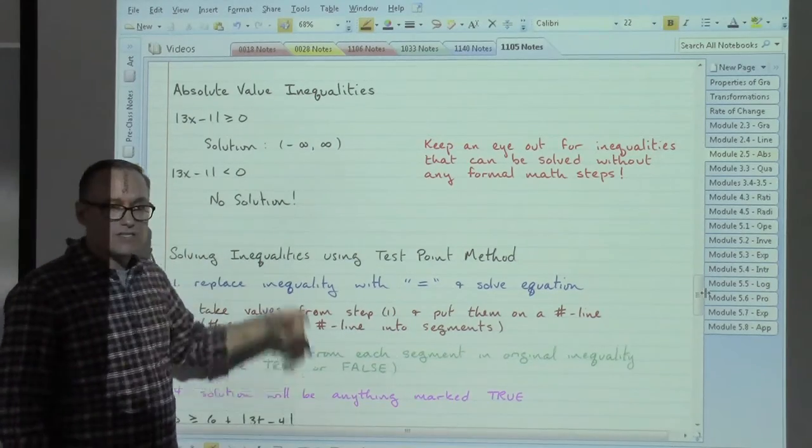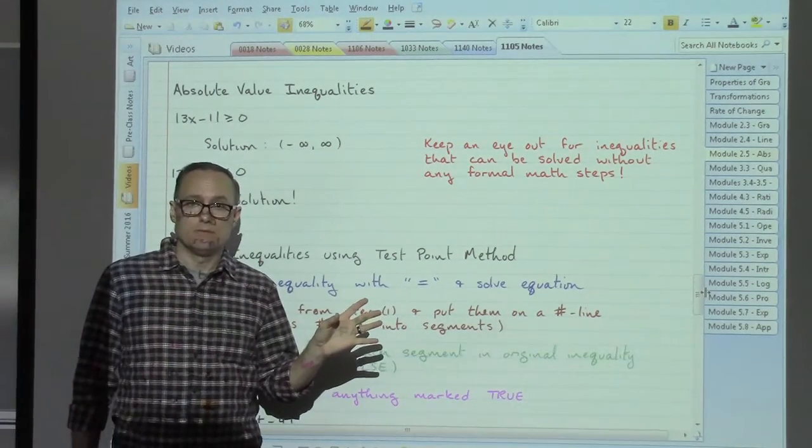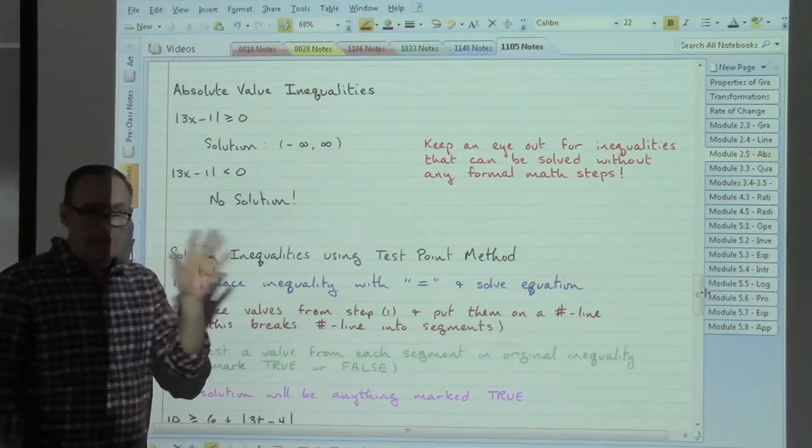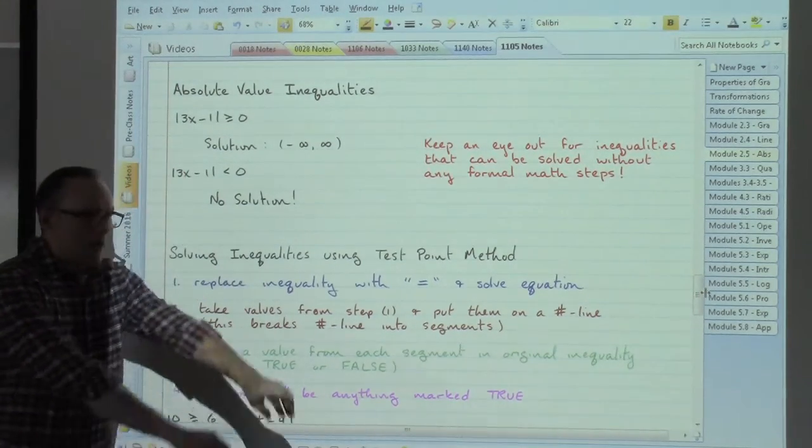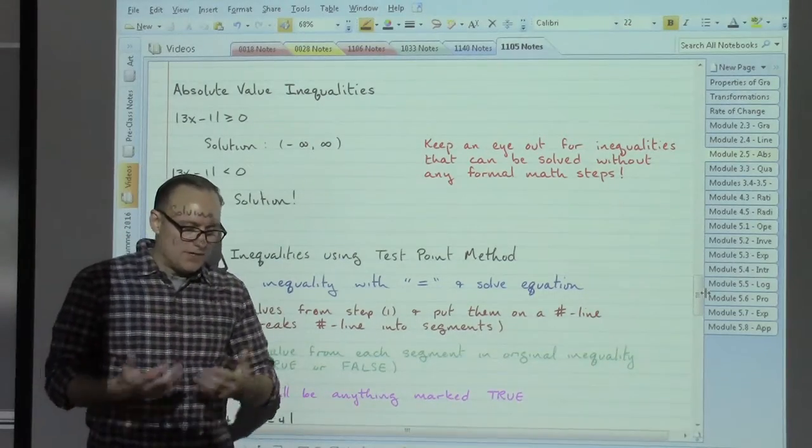Absolute value less than 0, that never happens. I don't need to do any work for that. That never happens. No solution. Now, of course, that's not going to happen very often in your exercises.